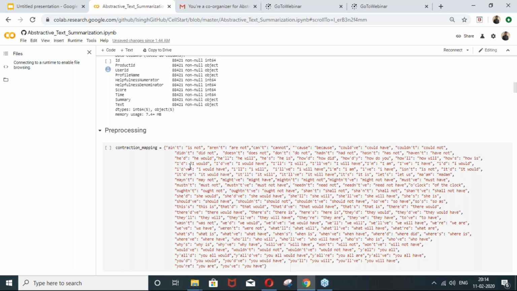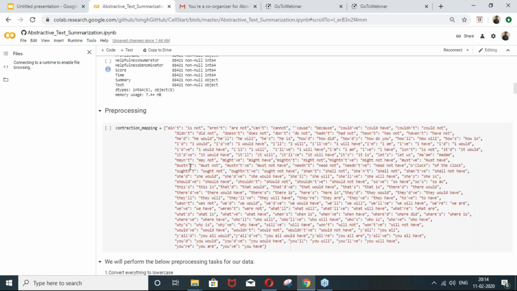So while giving the review, you are using the source and all. We will try to do that. That is known as contraction mapping. So we have a set of contraction mappings of the words, what actually it is.